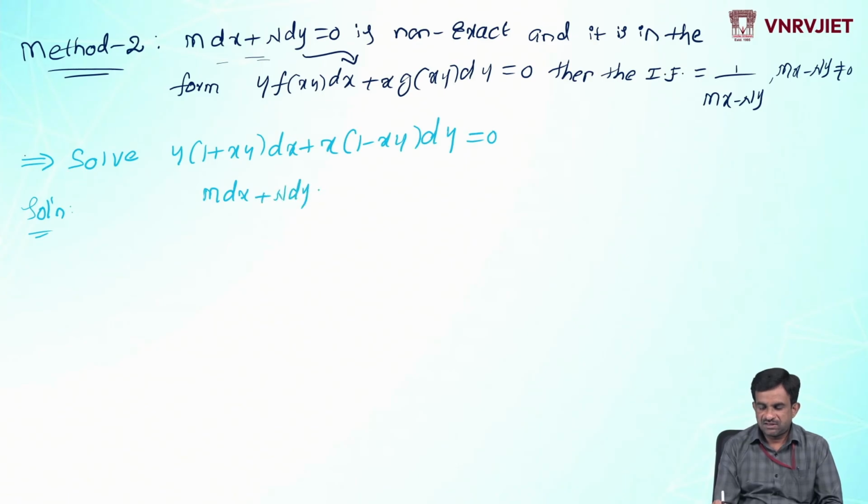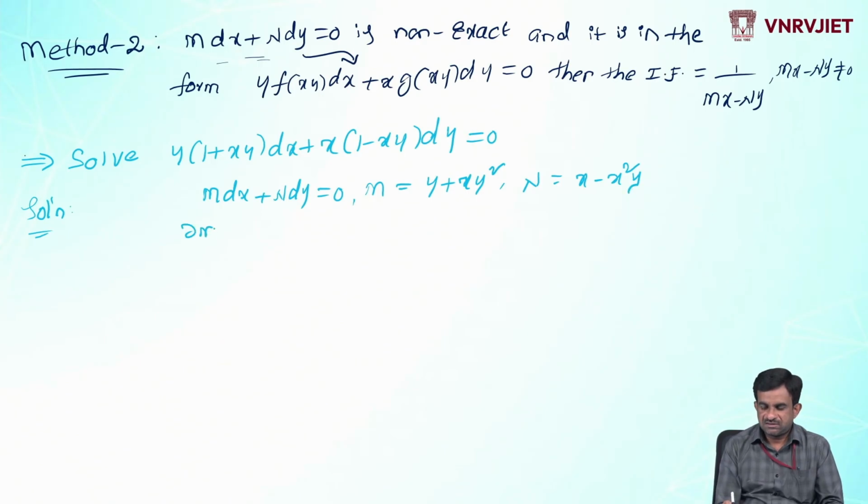Yes, directly it is given. The given differential equation is in the form M dx plus N dy equal to 0. Then M is equal to y multiplied by (1 plus xy), so this becomes y plus xy square, and N is equal to x multiplied by (1 minus xy), which becomes x minus x square y. So M and N we have written here.